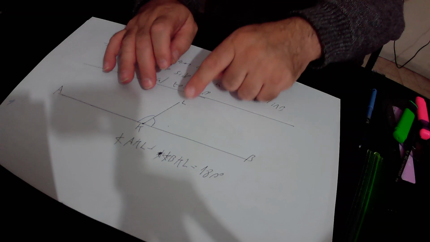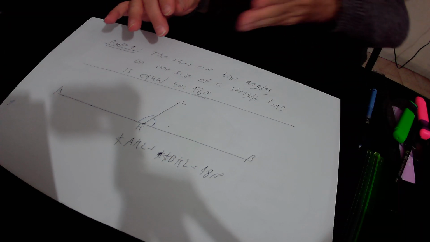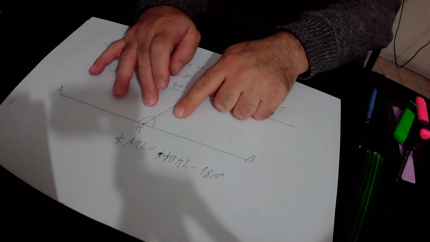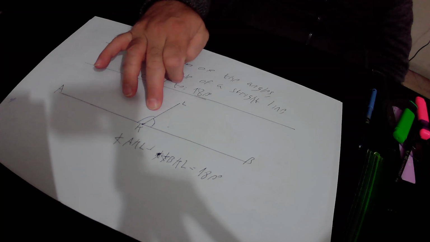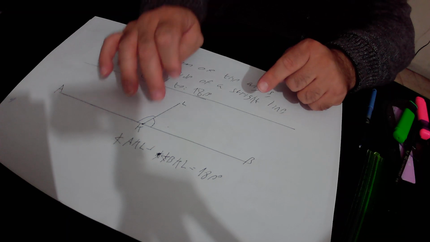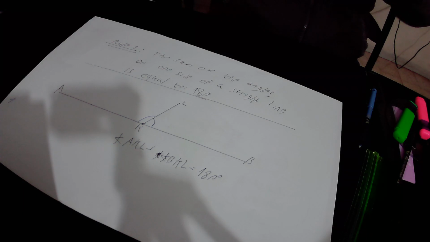If you focus on the upper side of the straight line AB at point K, the sum of the angles must be equal to 180 degrees according to rule number 1. So which angles do we have at the upper side of AB? The straight line AB, we have angle AKL, this angle, plus angle BKL. That is to say, the sum of those two angles, AKL plus BKL, must be equal to 180 degrees according to rule number 1.